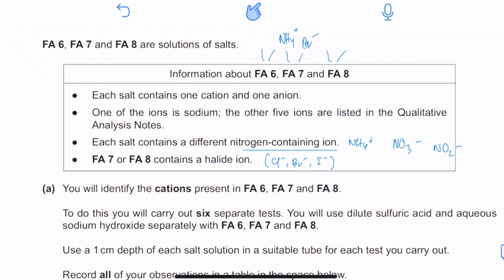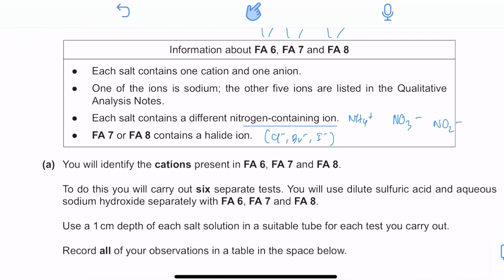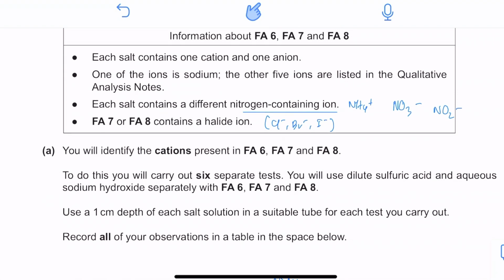Fa7 or Fa8 contains a halide ion. It can be either Cl minus, Br minus, or I minus. The task will be to identify the cations present in Fa6, Fa7, and Fa8. To do this, we will carry out 6 separate tests, and we will use sulfuric acid and aqueous sodium hydroxide separately on Fa6, Fa7, and Fa8.